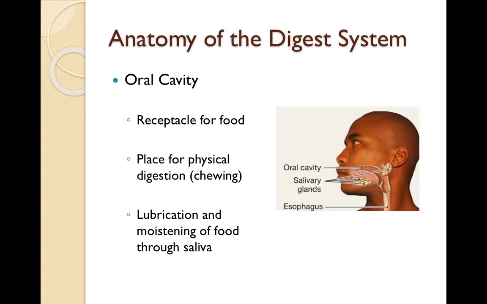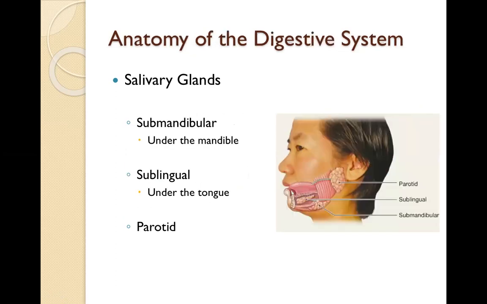So the GI tract starts in the oral cavity. It's really a receptacle for food. It's a place for physical digestion with teeth. So we have teeth that can break down our food. There's also, within our oral cavity, the lubrication and moistening of food through saliva. And that saliva is produced by several glands that are located within our oral cavity.